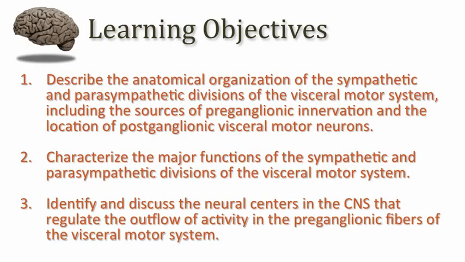And then finally, I want you to be able to identify and discuss the neural centers in the central nervous system that regulate the outflow of activity in the preganglionic fibers of the visceral motor system. So we want to back up to higher centers in the brain and understand how the brain governs the coordinated output of these two divisions of our visceral motor system. Well, let's now begin by considering in broad overview the functions of the visceral motor system.